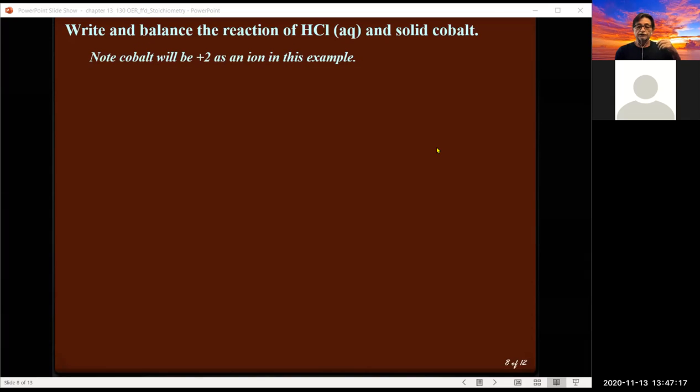All right. For example, this is: write and balance the reaction of hydrochloric acid and solid cobalt. Okay. And so they're telling you, here's the reaction presented to you in words, and you have to take those words and convert it into a chemical reaction, all right? And so they're also telling you that cobalt is in the +2 oxidation state.